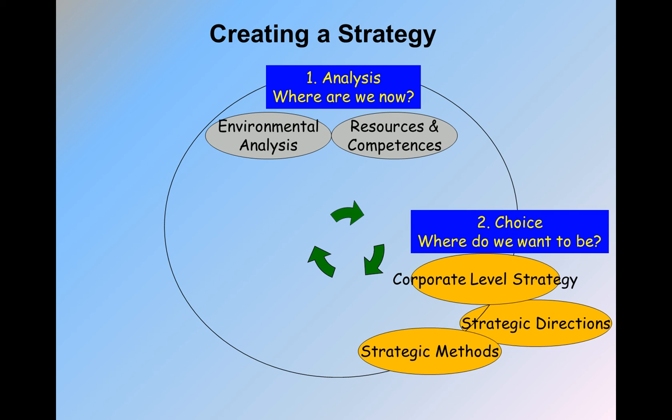So corporate level strategy is concerned with choosing which particular markets to operate in. And strategic directions and strategic methods, all of which we'll come to in the future, are concerned with deciding how to maintain growth or how to achieve strategic advantage in those chosen markets. So today we're going to pay particular attention to the business level strategy, which is the strategy by which an individual business or an individual strategic business unit from a large corporation decides to compete in a particular market.